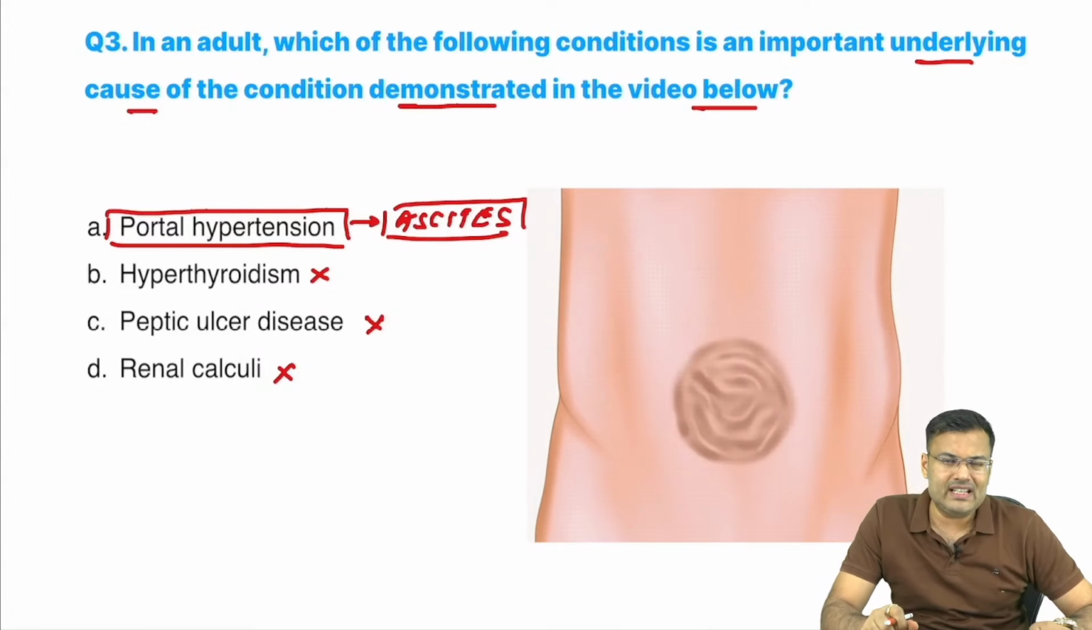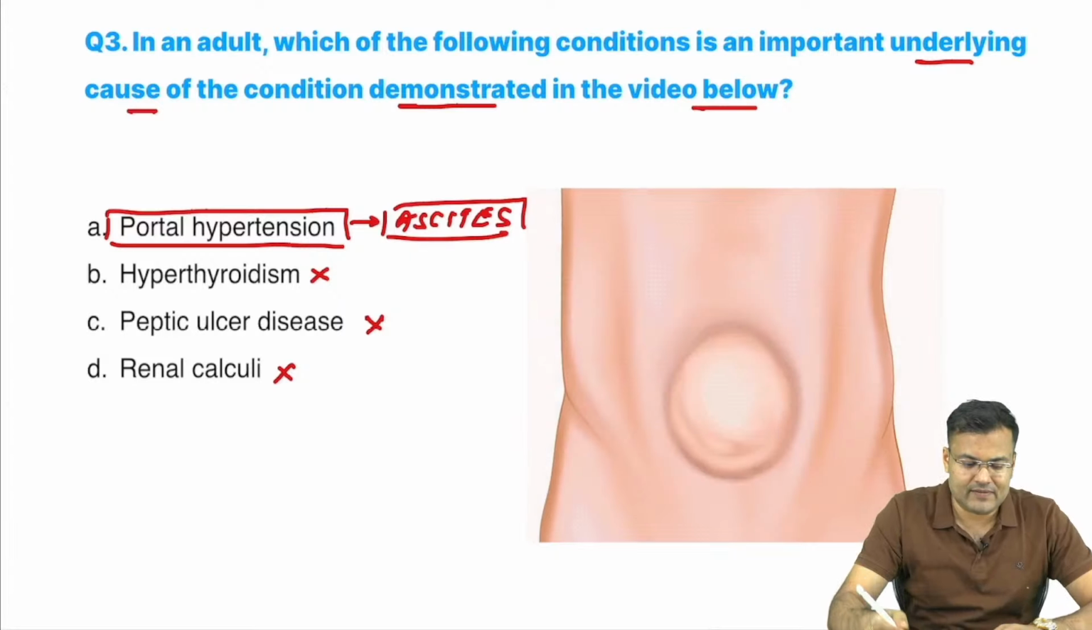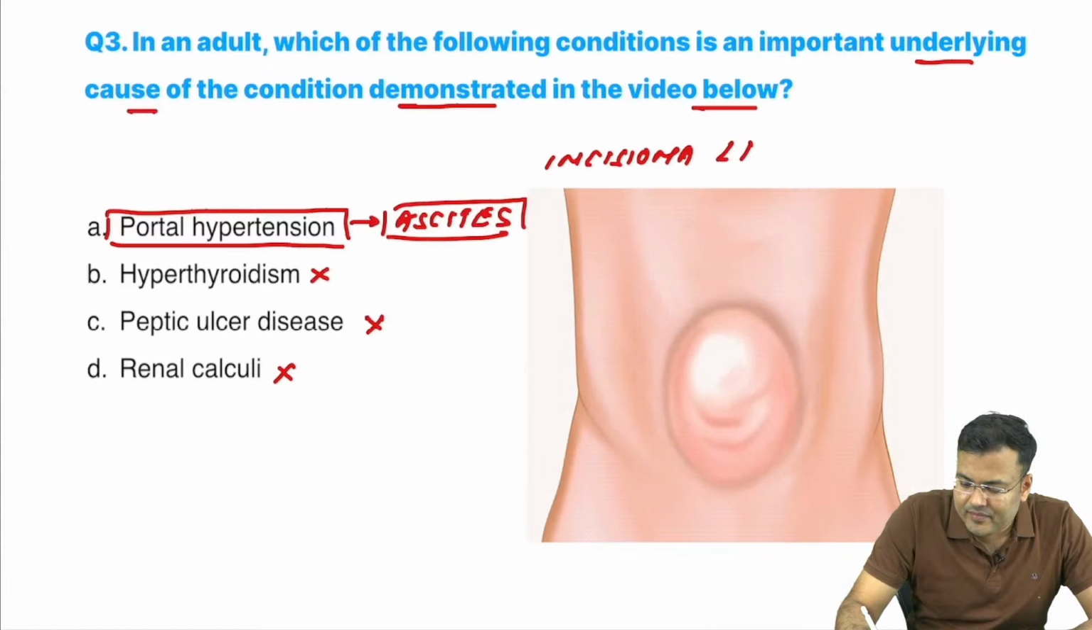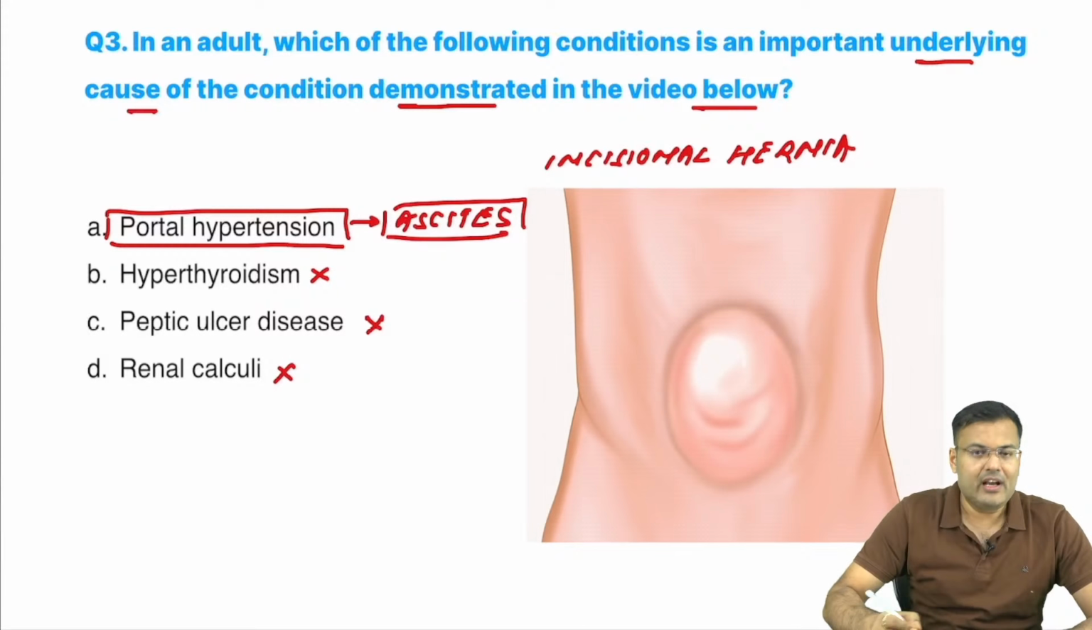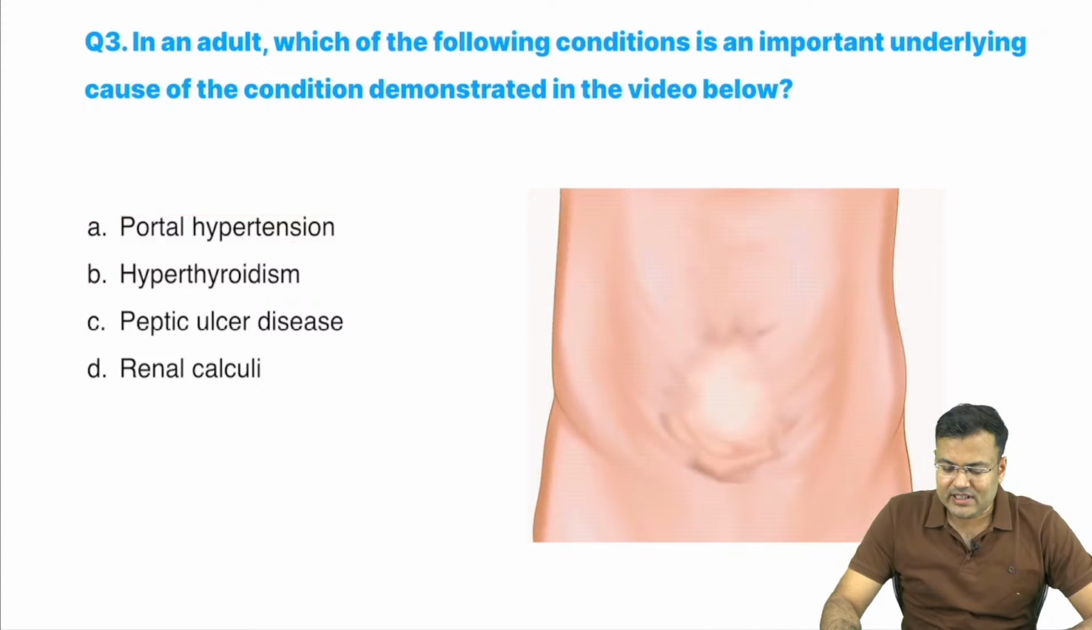So because of all these cases, portal hypertension, chronic liver disease, cirrhosis, all these are the risk factors for incisional hernia. Clear? Easy? So here what's the correct answer? Correct answer is option A. Okay. Now see the next one.